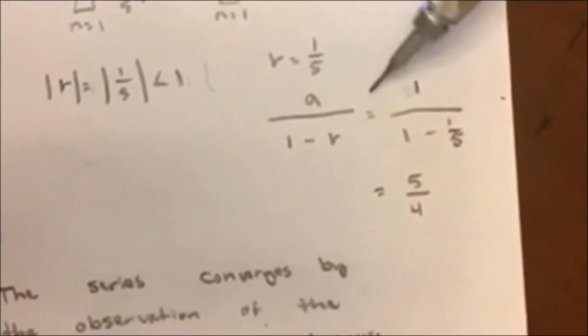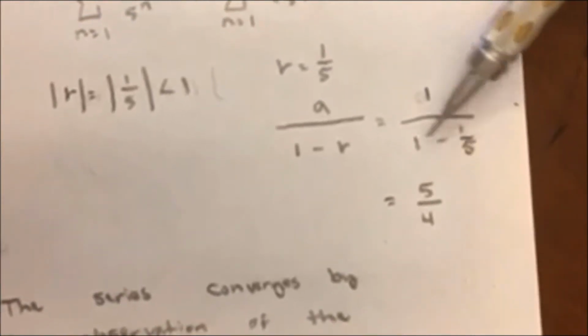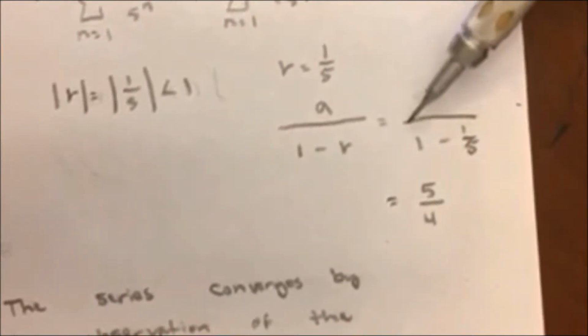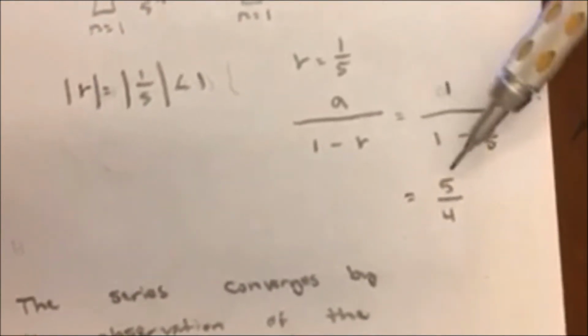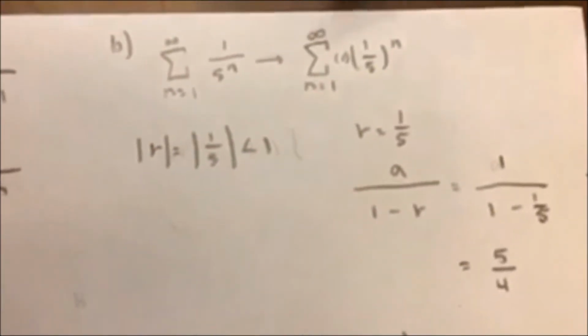Now when we do a bit of simple calculations, we do 1 over 1 minus 1/5, we get 1 over 4/5, and then we do the 1 over, so that is the reciprocal, we get 5/4. That is the converging value. So in part A, we finally figured out that this series converges. So part B is asking us to find the finite value at which the series converges.